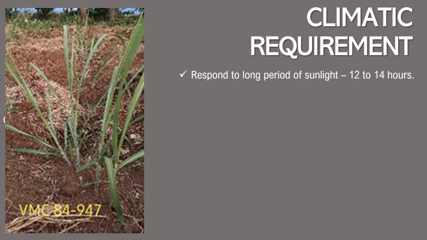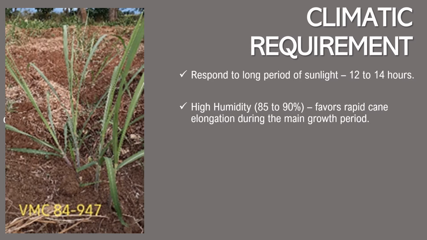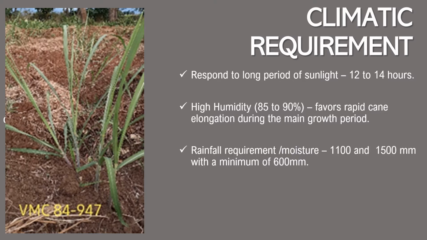As an additional climatic requirement, sugarcane responds to a long period of sunlight, that is 12 to 14 hours. It needs high humidity that ranges from 85 to 90%. This favors the rapid cane elongation during the main growth of this plant. The rainfall or moisture requirement is 1,100 to 1,500 millimeters, with a minimum of 600 millimeters.